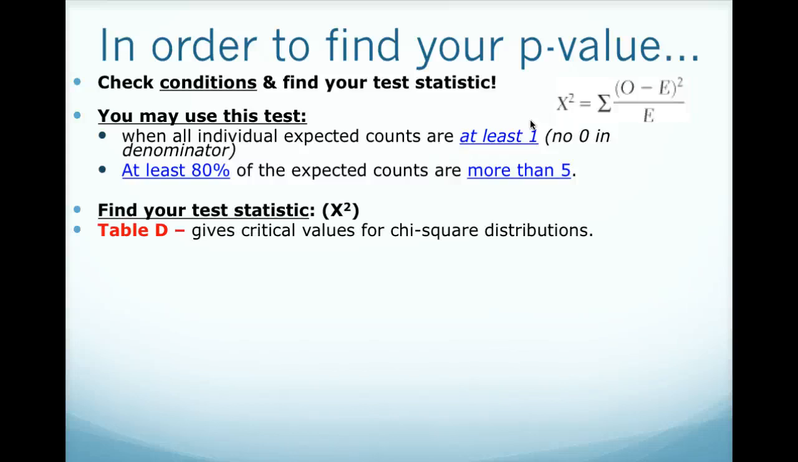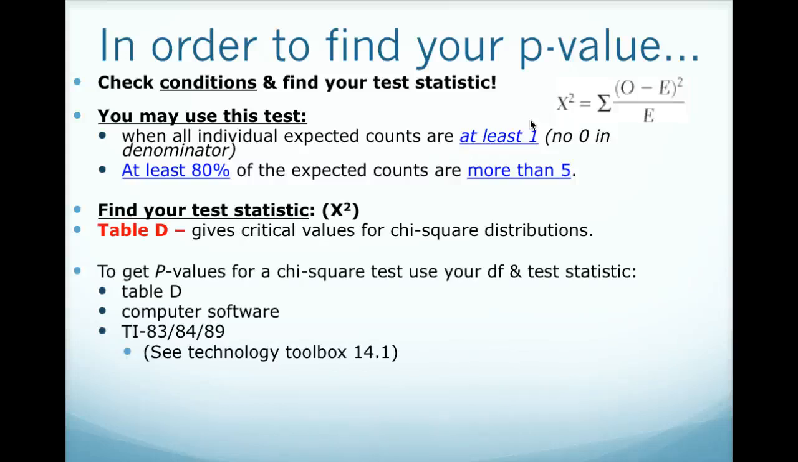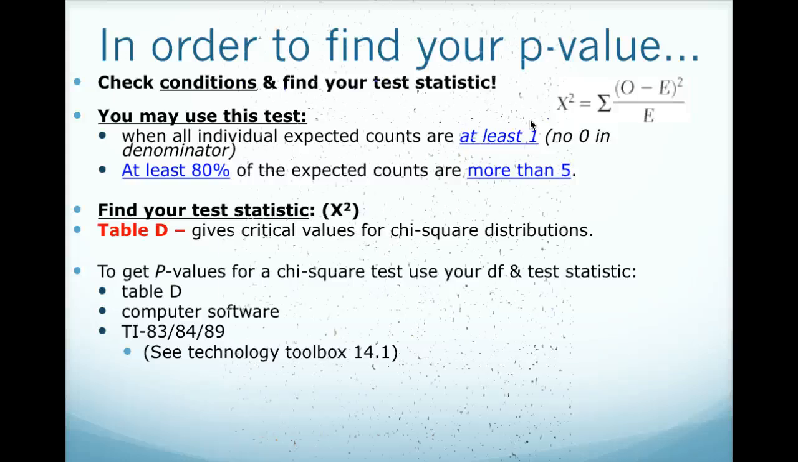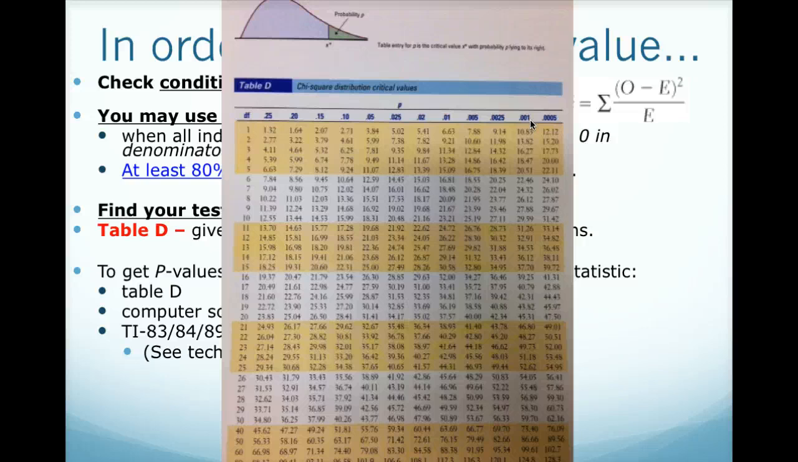Now, we already found our chi-squared statistic. We could find our p-value two different ways, either on table D, as in dog, or on our calculator. This is what table D looks like in your textbook. Notice I have my degrees of freedom in this left-hand column. I have my p-values along the top of the table. And these are all my chi-squared statistics within the table.